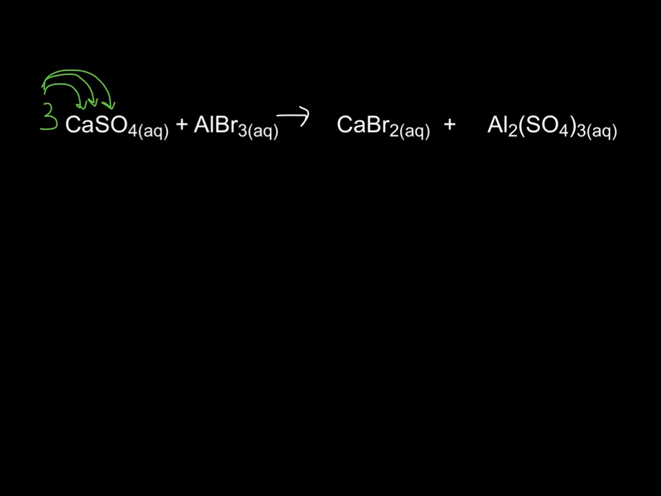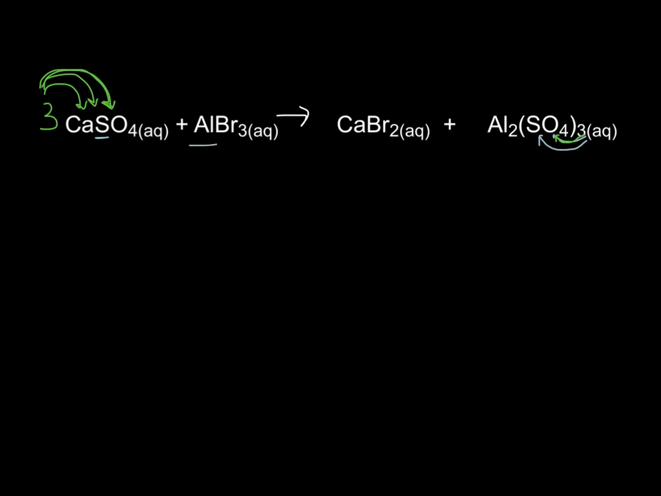And we've got 3 sulfurs on the reactant side. And over here on the product side, that subscript distributes in, and we have 3 sulfurs on the product side. We now have 12 oxygens on the reactant side, 3 times 4. And over here we've got 3 times 4 oxygens is 12. So it's balanced either way you look at it.